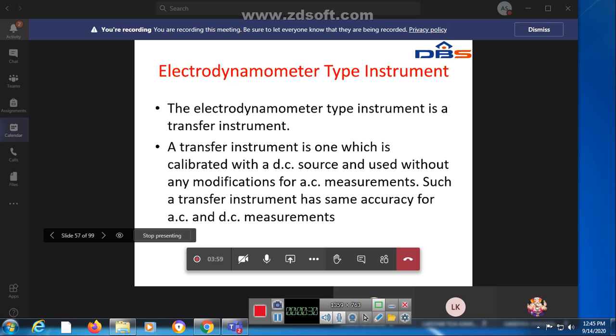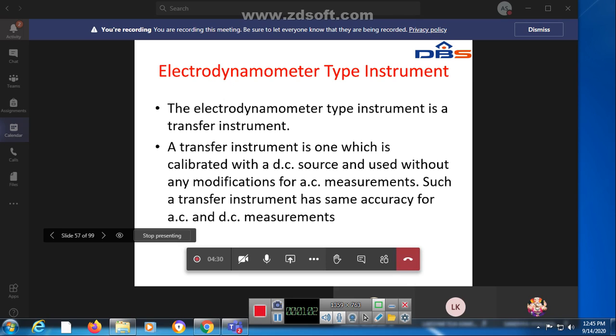So the next, third instrument is the electro dynamometer type instrument. The electro dynamometer type instrument is a transfer instrument. That means a transfer instrument is one which is calibrated with a DC source and used without any modification for AC measurements. So first of all it uses the DC source and it can also be used for AC measurements without any modification. That's why it is called a transfer instrument.